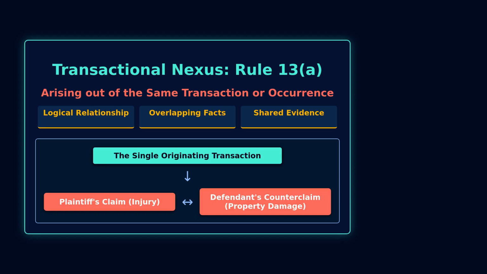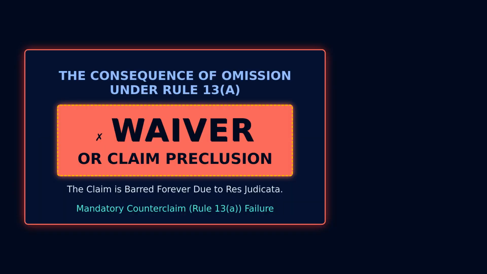Because they share the same transaction, the defendant's property claim is compulsory under Rule 13a. If the defendant fails to bring that property claim now, they waive it forever. That final statement is the core lesson here. When a counterclaim is compulsory under Rule 13a, and the defendant neglects to raise it in their answer, that claim is extinguished. It is waived permanently.